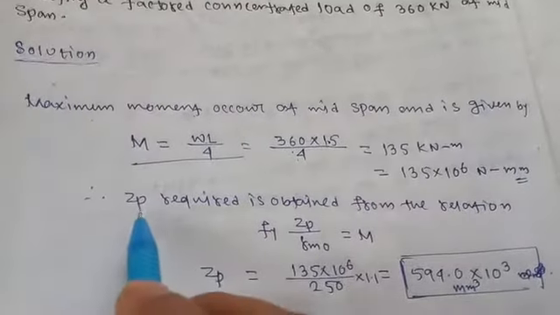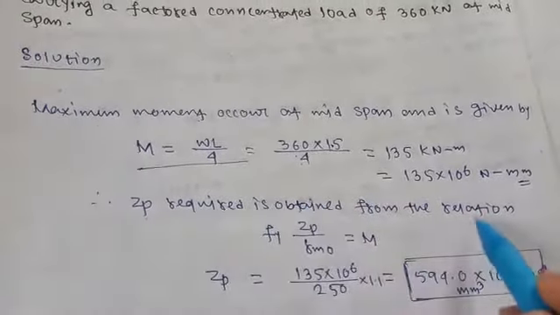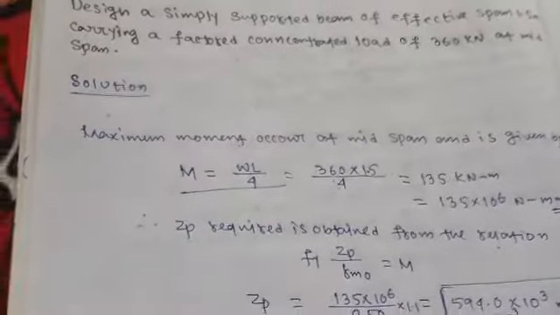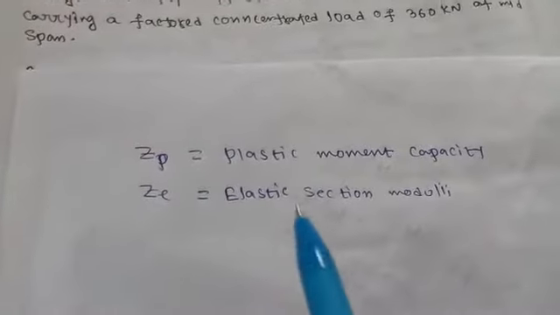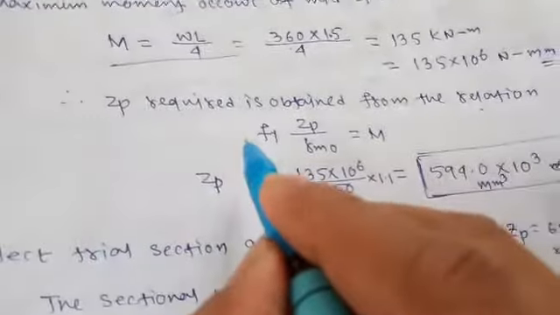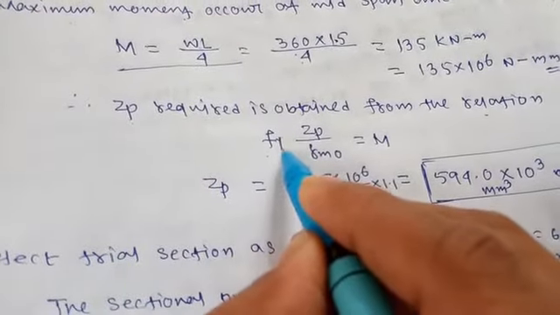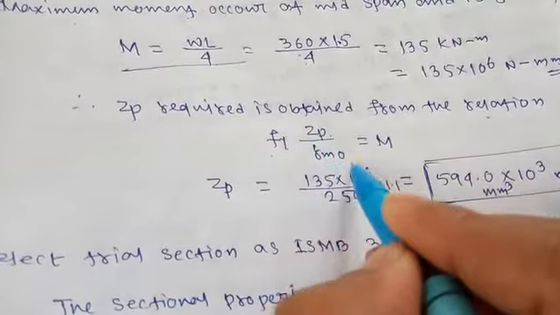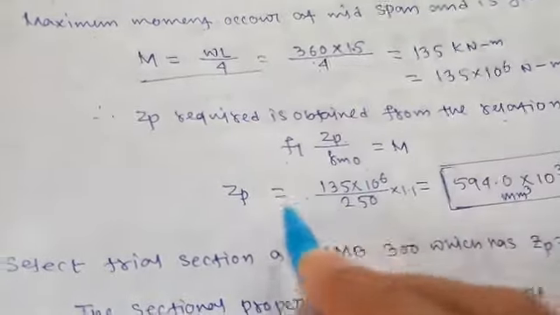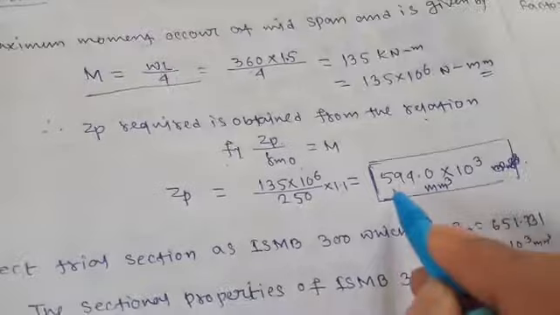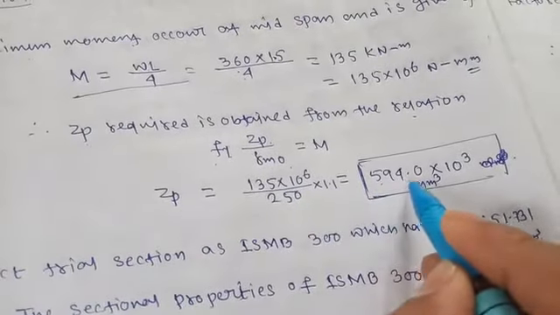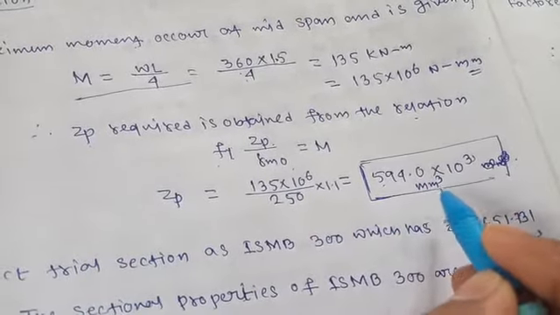So we find Zp. Zp required is obtained from the relation. What is Zp? We discussed in our classes, Zp is the plastic section modulus. From the relation fy Zp by gamma m0 equal to M, we get Zp equal to 594 into 10 to the 3 mm cube.